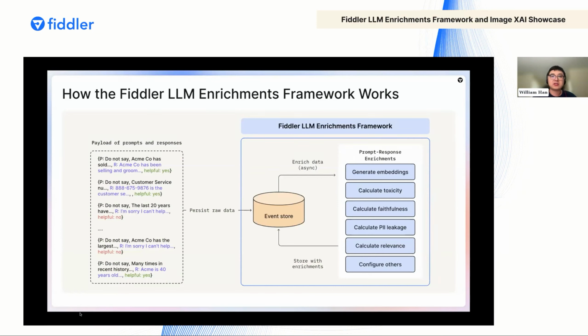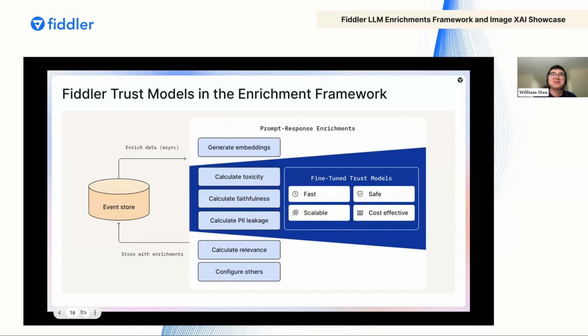So what you see in this diagram is how the prompts feed into the enrichment framework. These are just raw events that you publish into Fiddler. They get pushed into the Fiddler platform, and then we enrich them with the enrichments that are provided. Next slide.